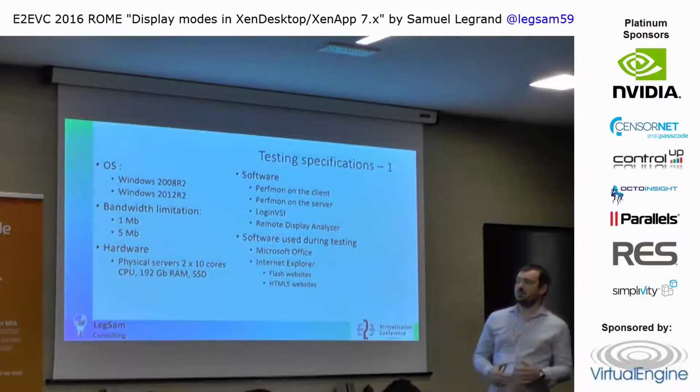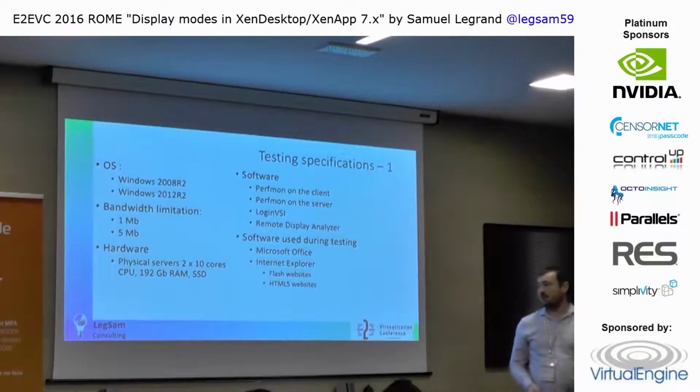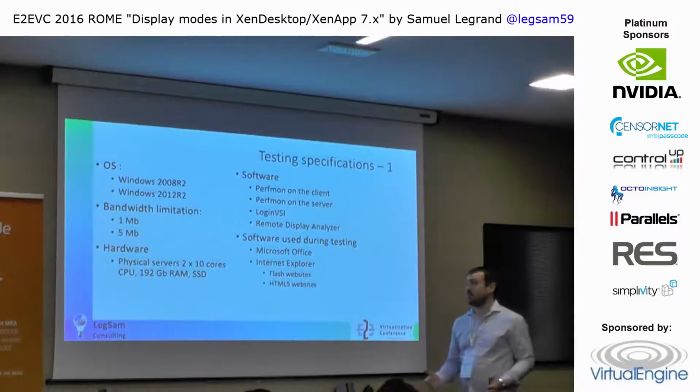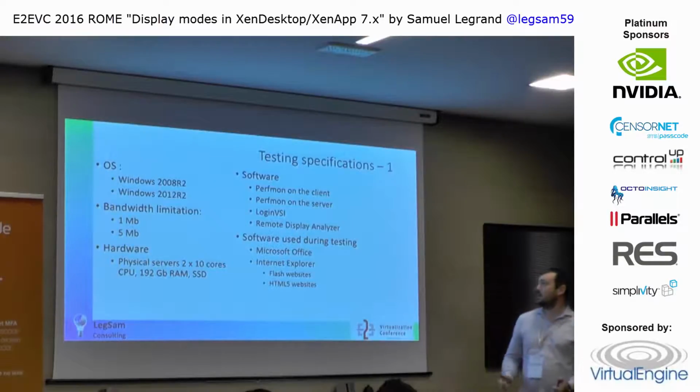We tried to have a limitation of the bandwidth to 1 and 5 megs. On the hardware level, it's only a physical server with a lot of CPU, a lot of RAM, SSDs. So that was not the issue for this testing. In the software part, we were using Perfmon on the client and the server.